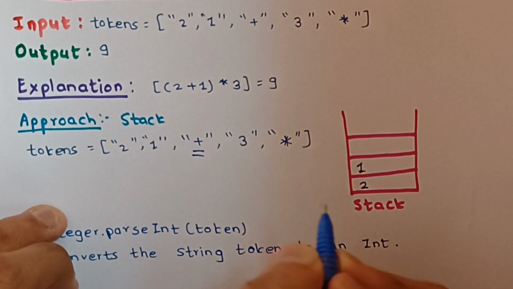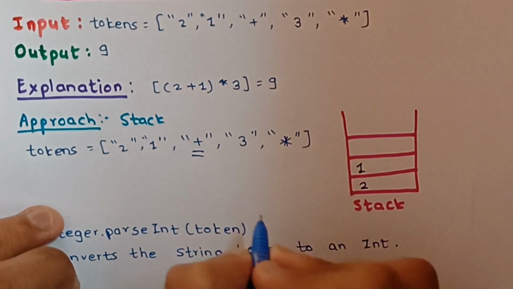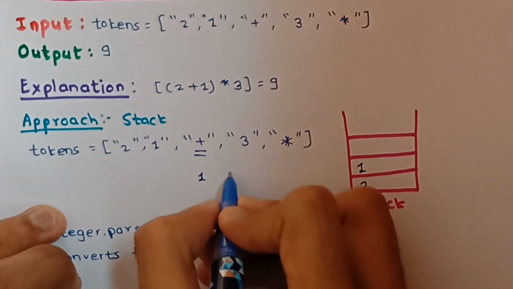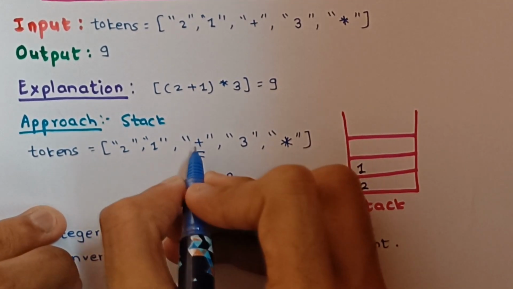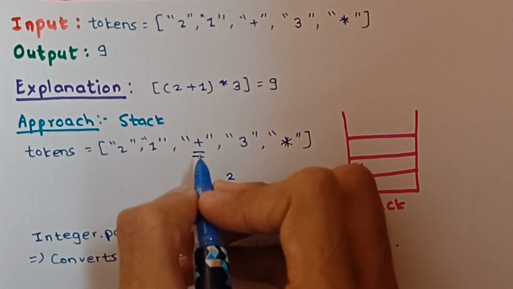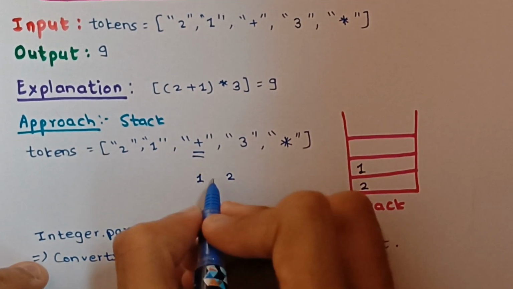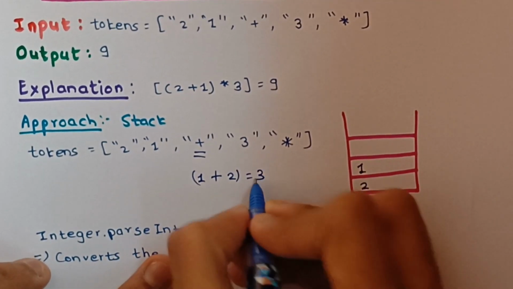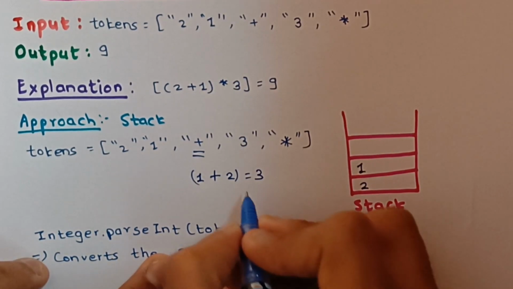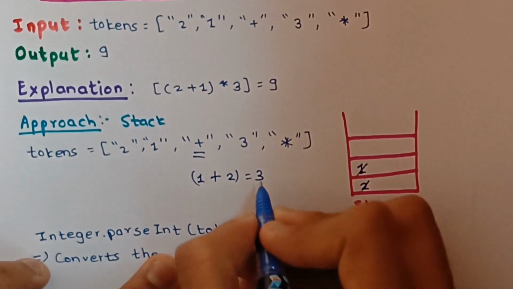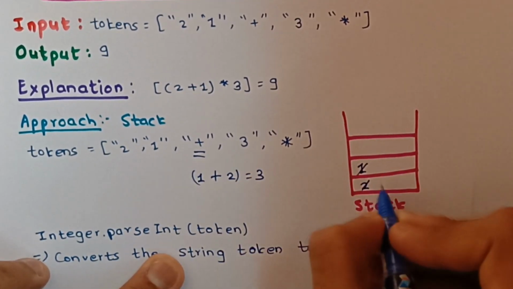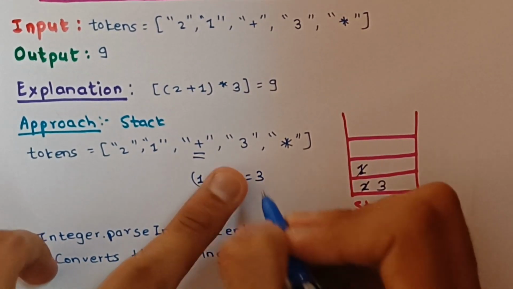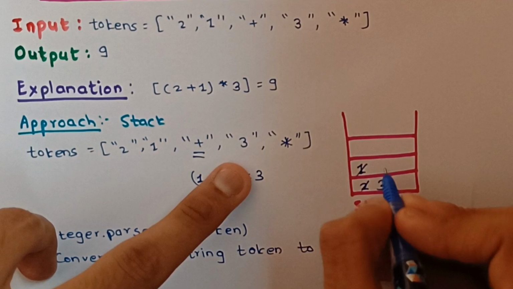So we will pop these two elements from the stack and then apply the operator. The operator can be plus, minus, multiplication and division. Here it is plus, so we add them, which results in 3. Then we push this result back into the stack. Now the next element is the integer 3, so this 3 will also be pushed into the stack.